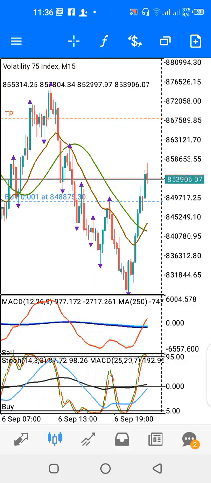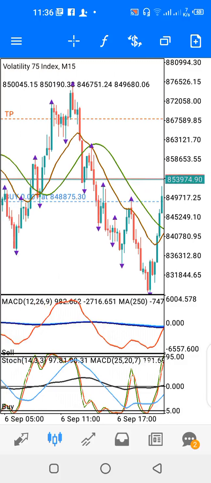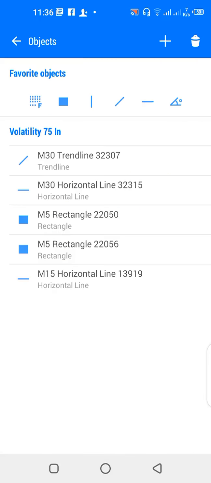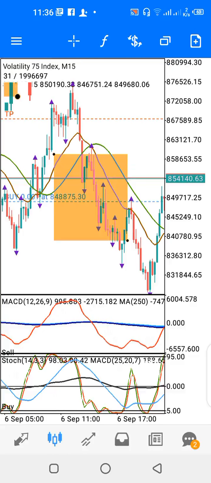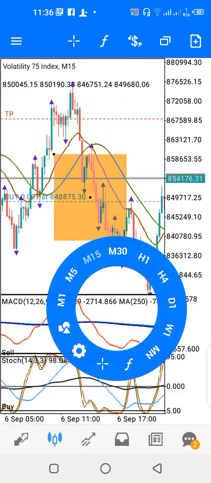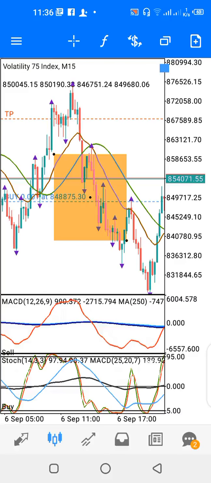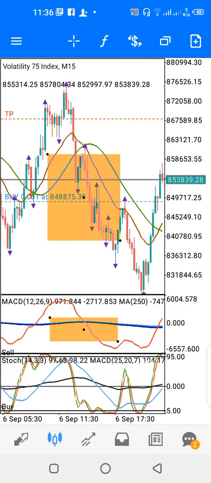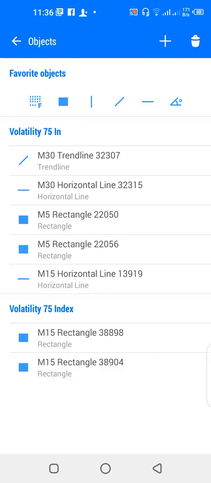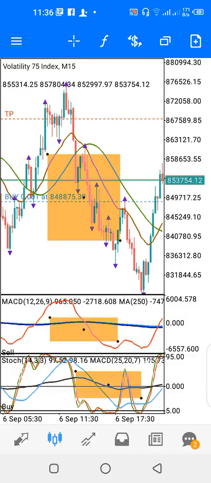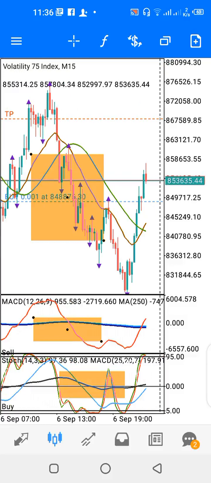I have five windows in MetaTrader. I have the main window. This is the main window. I have indicator window one. This is indicator window one. And I have indicator window two. This is indicator window two.